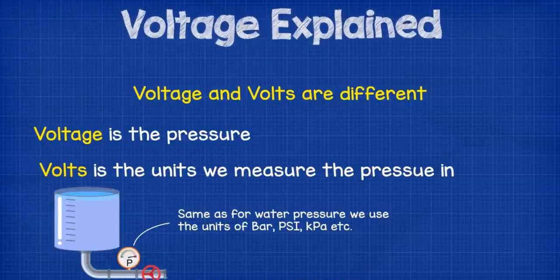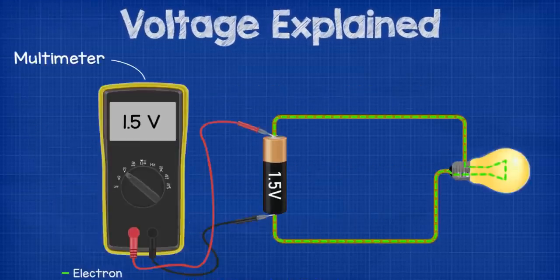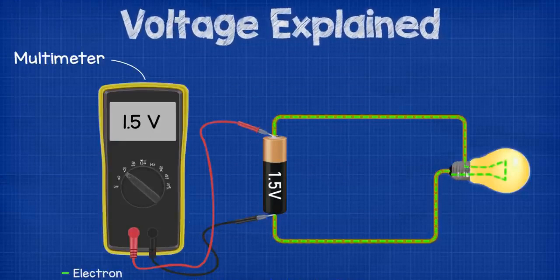The same as we know the pipe has pressure, but we use units to measure this pressure such as bar, PSI, kPa, etc. As we saw earlier, we can measure volts with a voltmeter. This can be separate or part of a multimeter.